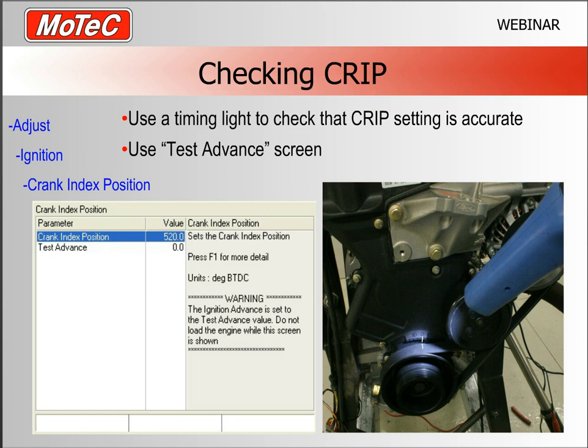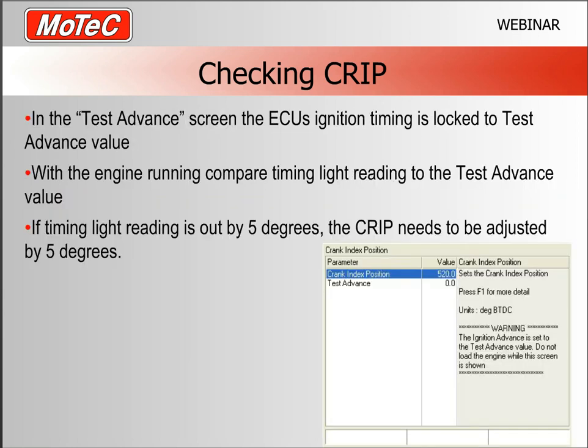Checking CRIP. Luckily in all of our ECU software we have a nice convenient page which is called the Test Advanced screen. Now you can see in my little menu item at the side there the crank index position. Oh, actually got a different number in there, so I apologize for that. But effectively that's the same crank index position we have put in the previous screen. We have in that screen also what's called the Test Advance. Now the Test Advance is quite important. Now, if I'll just go to the next screen.